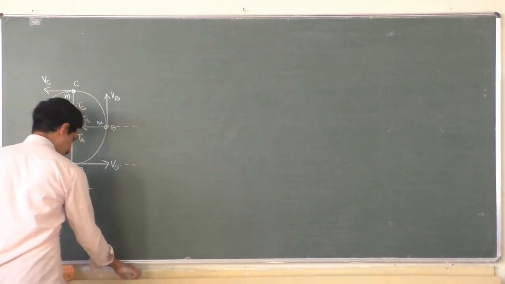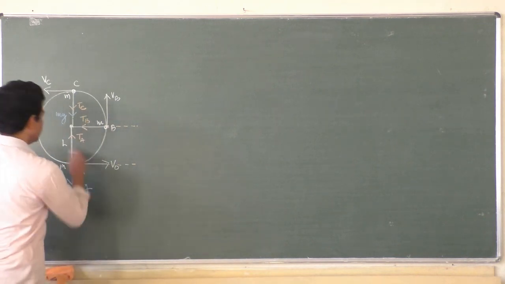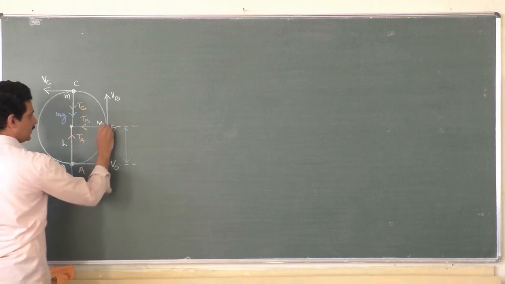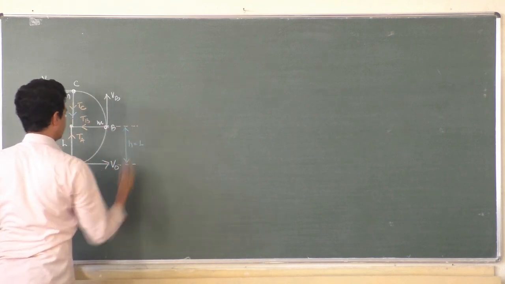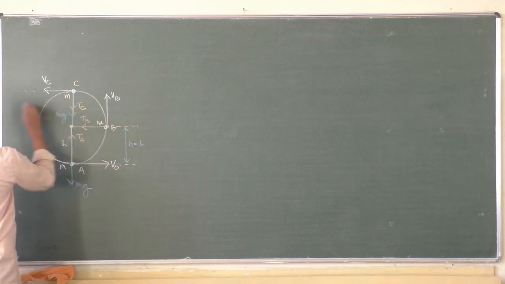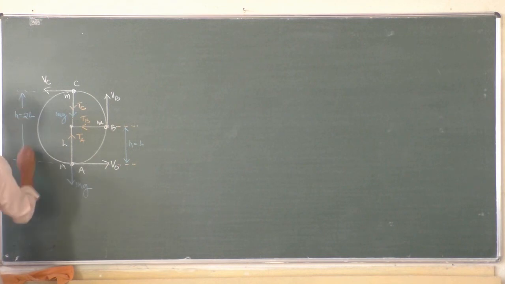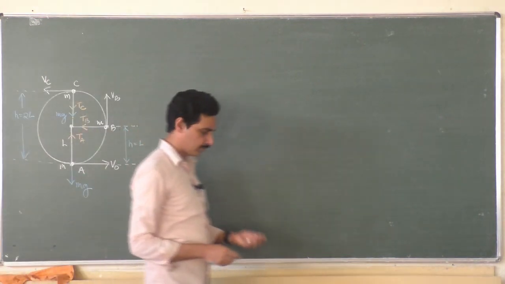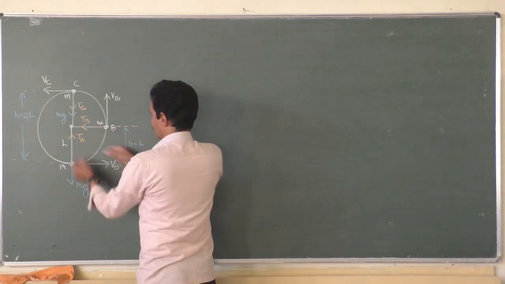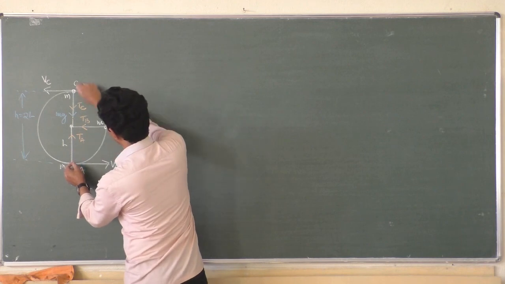So shall I write the height here as, okay, this height is L, right? By the time the body reaches from A to B, h is equal to L. By the time the body reaches from A to C, height is 2L. Am I right? This is 2L. Let me try to use the space because I want to write all the equations. So when the particle reaches here, the height it has attained is L. By the time it reaches here, height is 2L.